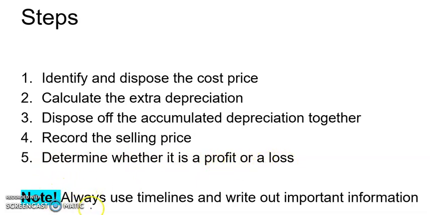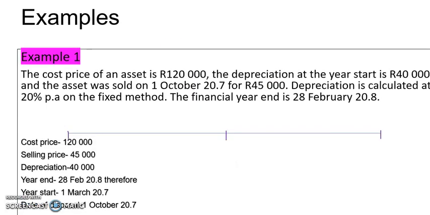Note, always use timelines. Timelines are very important and are very helpful. And write out important information such as the cost price, the selling price, the year end, year start, and the date of disposal. We are going to have a look at 2 examples, and one is going to be according to the straight line or fixed method, and the other one is going to be according to the diminishing balance method.